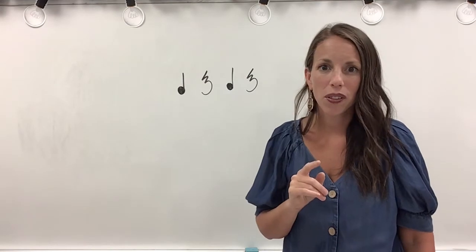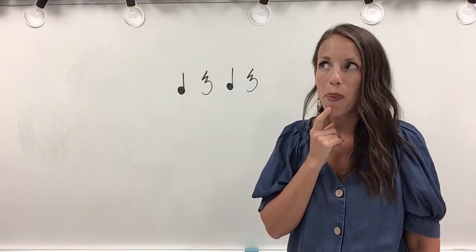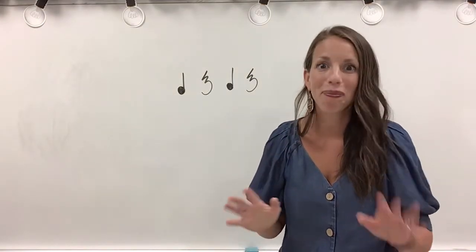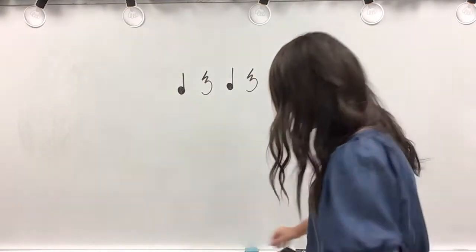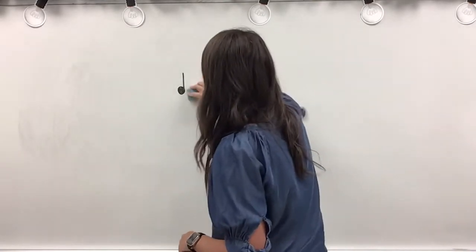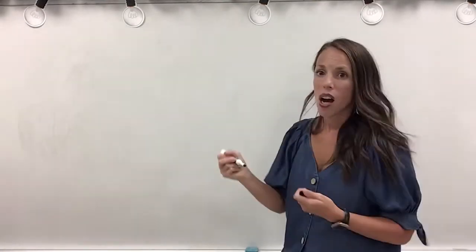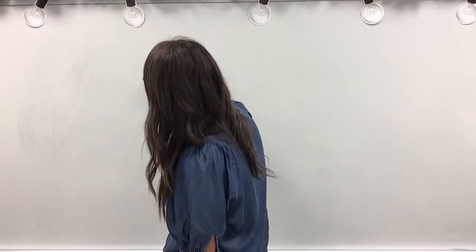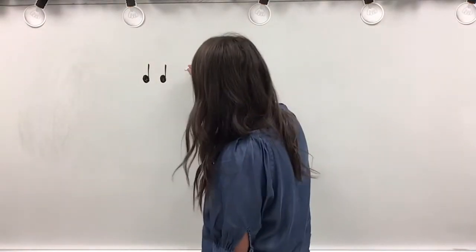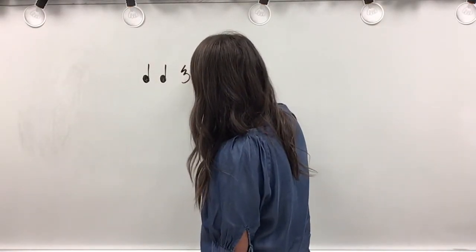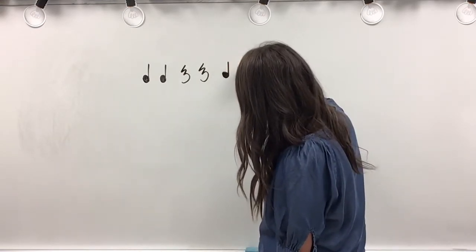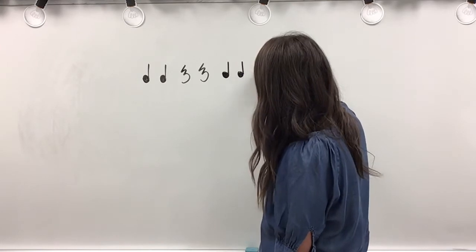What if we compose a rhythm that has 8 beats? I think we should try one together. Let's see. Let's start with a quarter note. Maybe 2 quarter notes. Maybe we could turn it into like a pattern. 2 quarter notes, 2 quarter rests, maybe 2 quarter notes, 2 quarter rests.